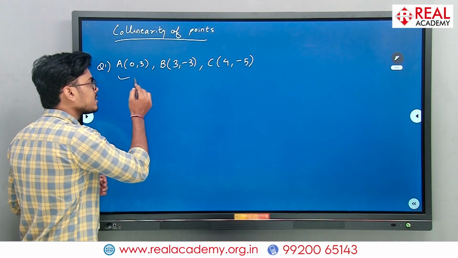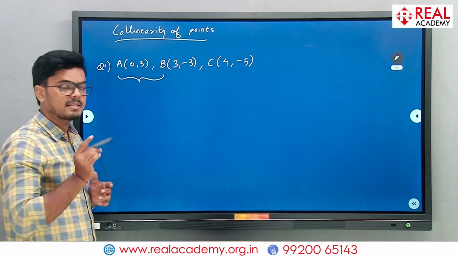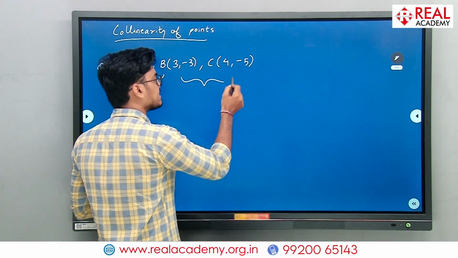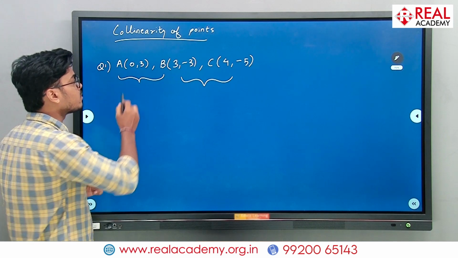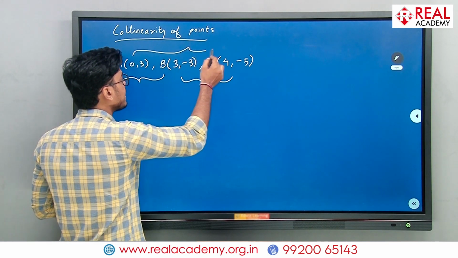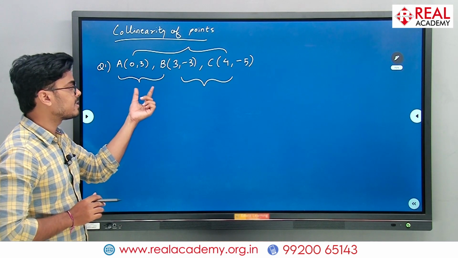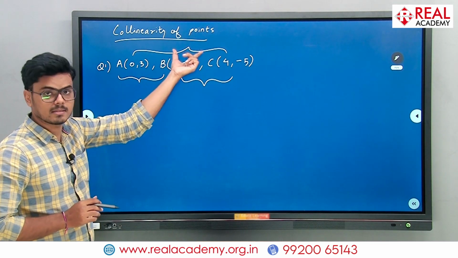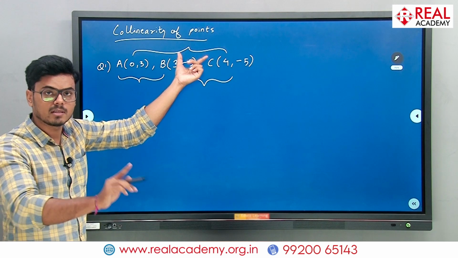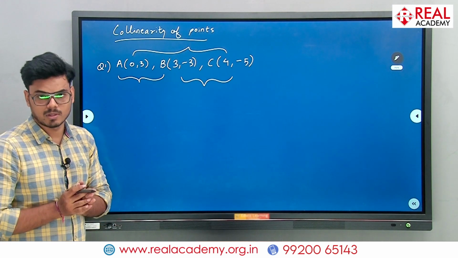First, find out the distance between AB. Second, find out the distance between BC. Third, find out the distance between AC. If it happens in such a way that this distance plus this distance is equal to this distance, that means they are collinear. Otherwise, they are not collinear.